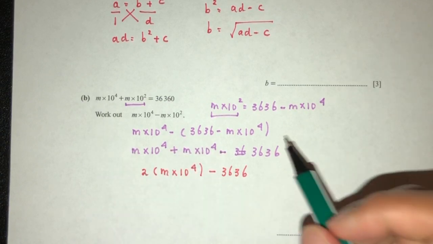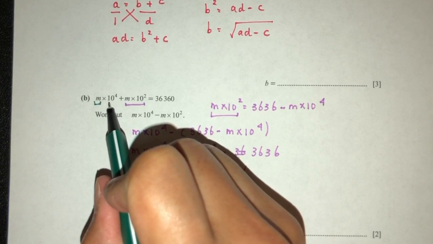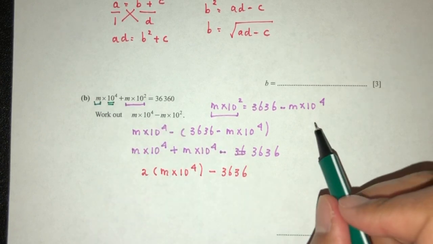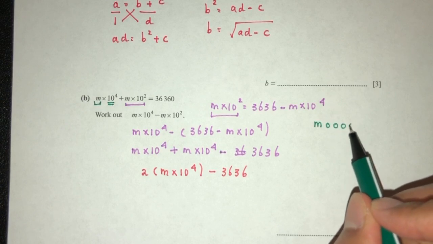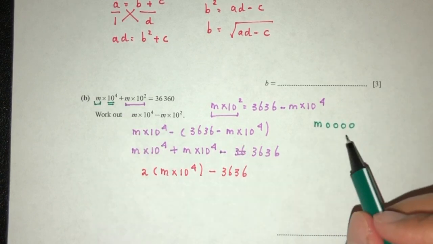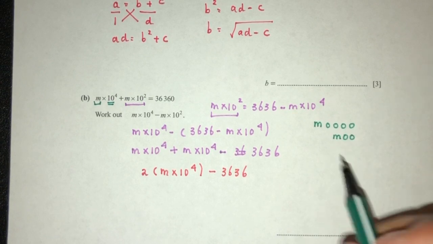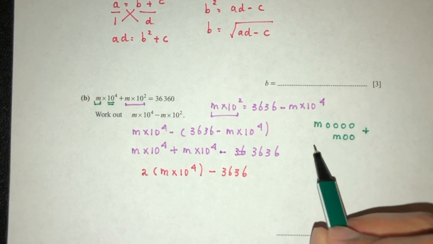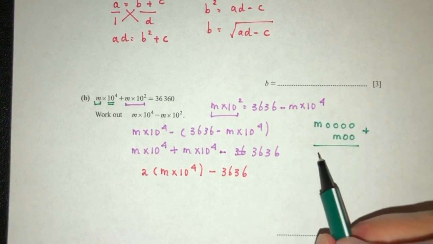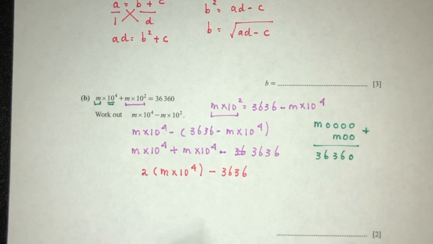For example, here, m obviously is the constant. Here we have 10 power this. So basically m will be 1, 2, 3, 4. Plus m power 2, that will be 1, 2. That should be m, right? Now if you add those two, you will get what? You will get 36360. If that makes sense, right?